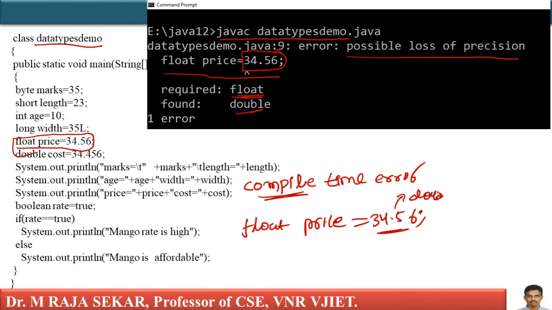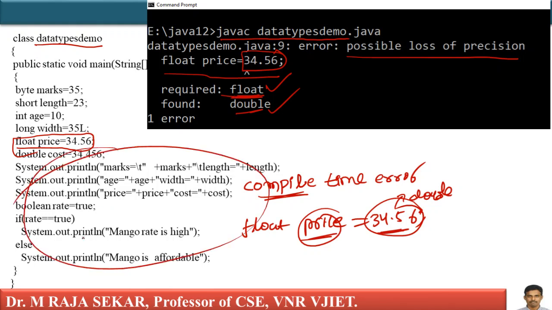By default, what is it that you have to store? Price is a float type variable. Which one is required? If I want to store something in the price variable, required is float, but you are storing double, 8 bytes in 4 bytes. It creates a problem. It cannot accommodate. Required float, but 34.56 is found to be double. That's why a compile time error is generated. If you have a compile time error, your code will not be compiled. Therefore, you are not getting this output.